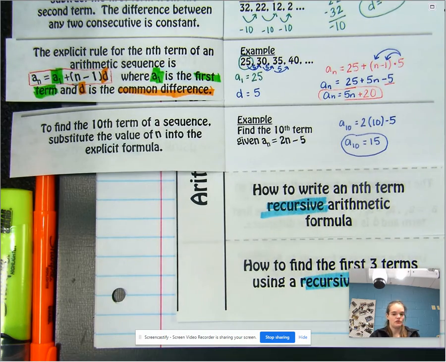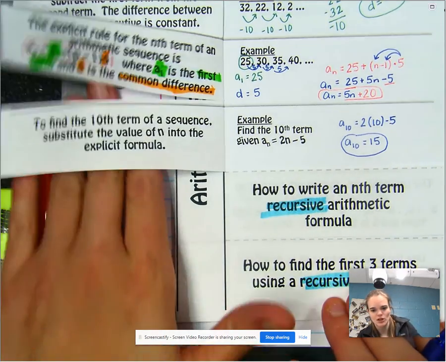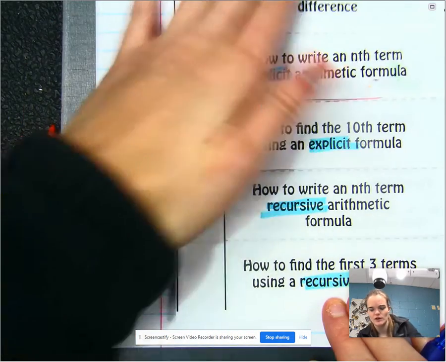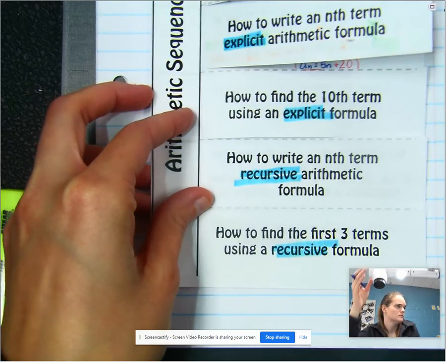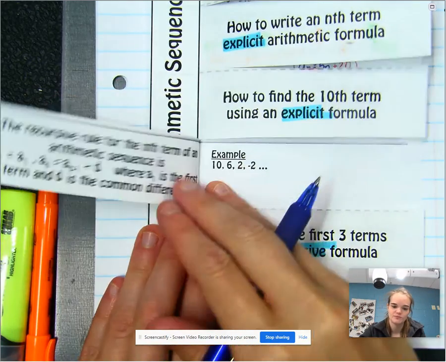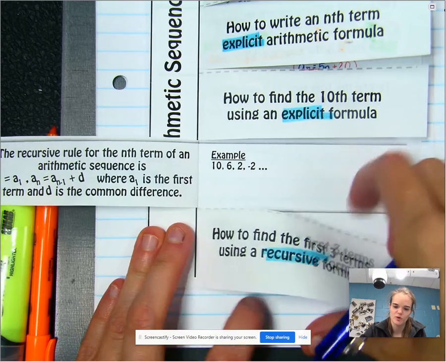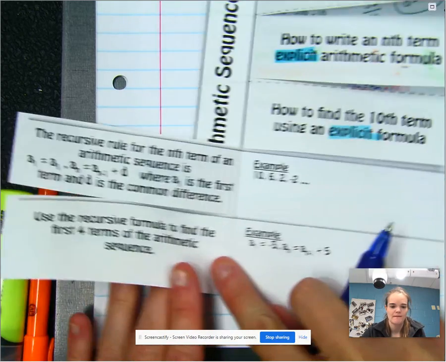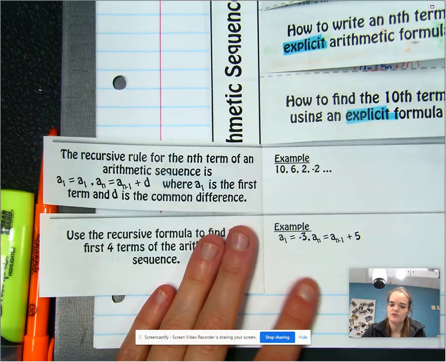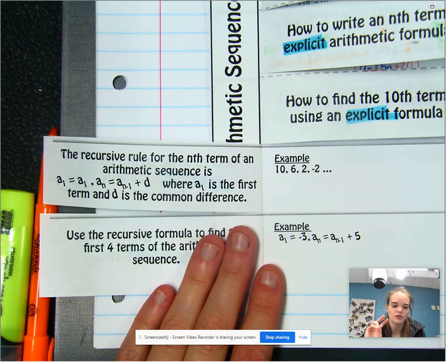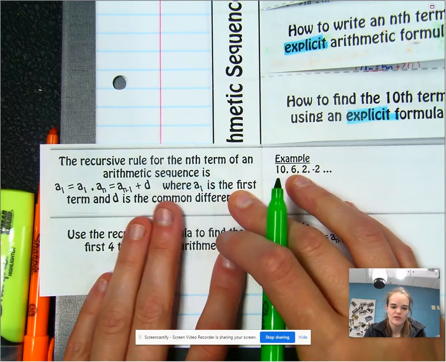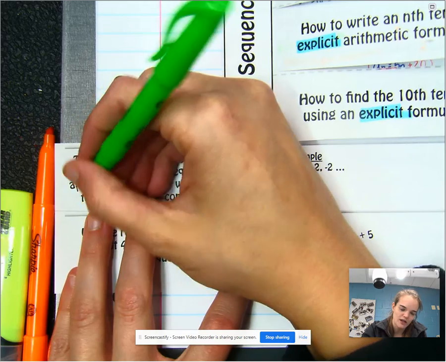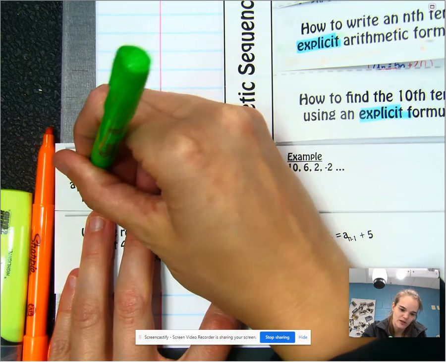Now let's talk about recursive. I'm going to close all these so we don't get too confused there. We're going to get to the last piece down here, which is the recursive formula. Okay, recursive. Remember yesterday, recursive means we use the one before. In recursive, just like in explicit, we only change two things. The recursive rule for the nth term of an arithmetic sequence is a sub 1 equals a sub 1. You replace the second a sub 1, not the first.